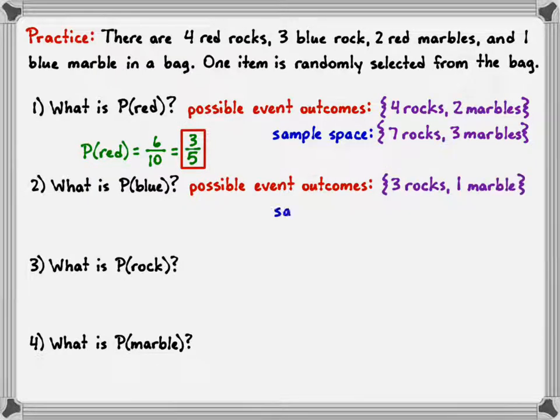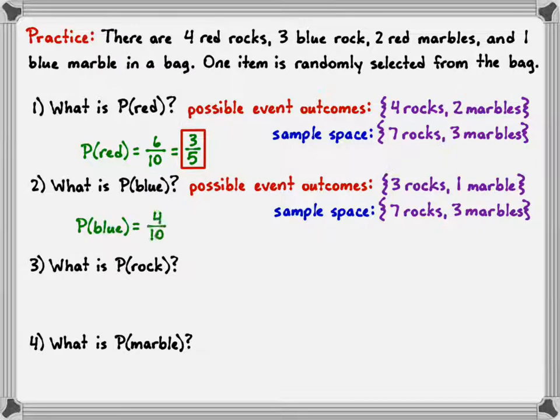And then again, the sample space is going to stay the same, 7 rocks and 3 marbles. And so how many things are in my event space? Well, I have 4 things in my event space, and I have 10 things in my sample space, and that reduces to 2/5.